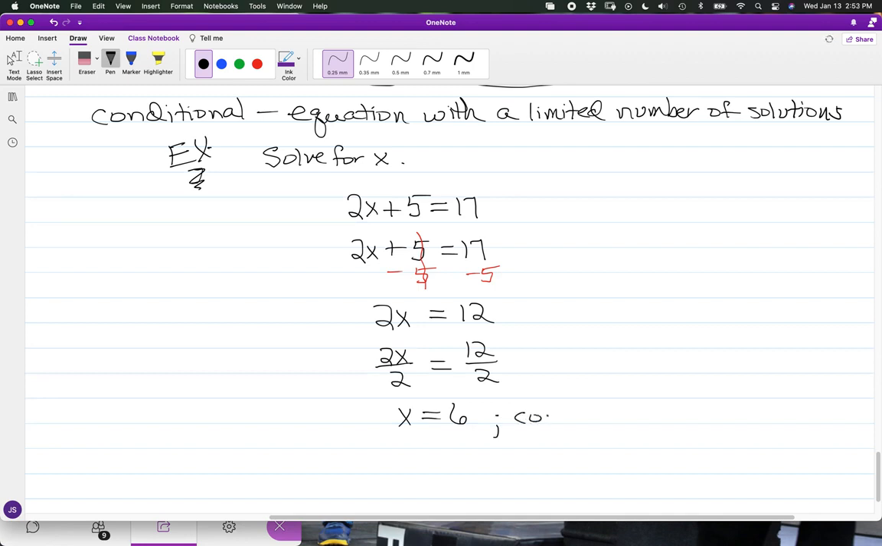Okay, so this again is a case of a conditional. So you would have that 2x plus 5 is equal to 17 to ring true on the condition that x is equal to 6.